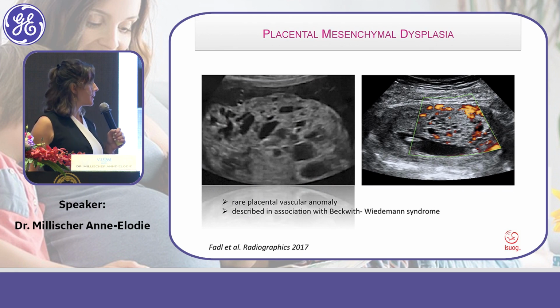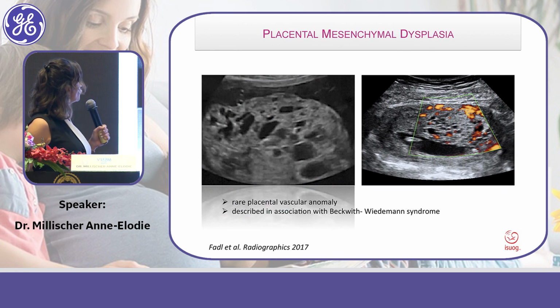A multicystic aspect of the placenta can be due to mesenchymal dysplasia.